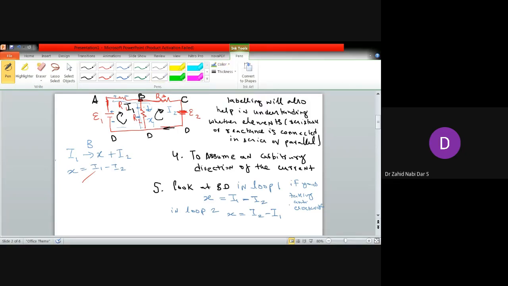Now here this is plus to minus. Here you see this is plus to minus. That means this is plus, this is minus. Again, this has been given as a voltage, so we have nothing to do with it. And now for loop 2, this would be plus to minus across the resistance here. So that's why this change comes. In loop 2, X would be equal to I2 minus I1.